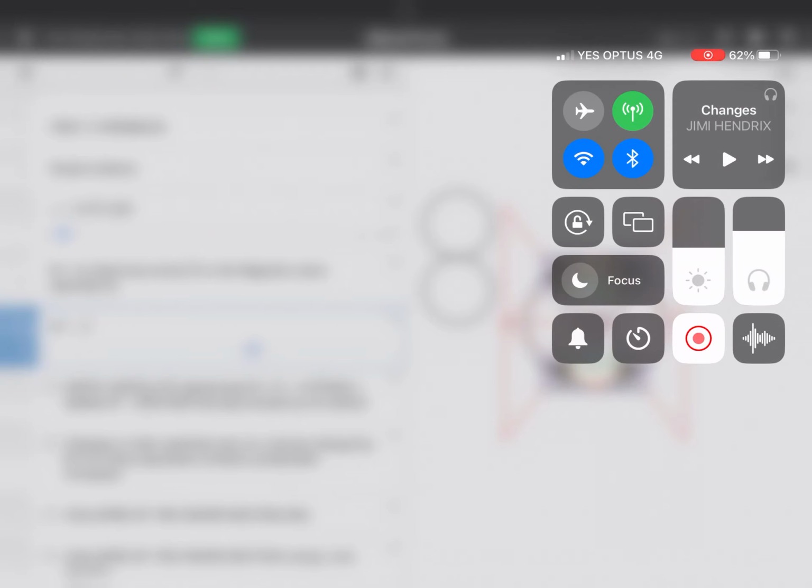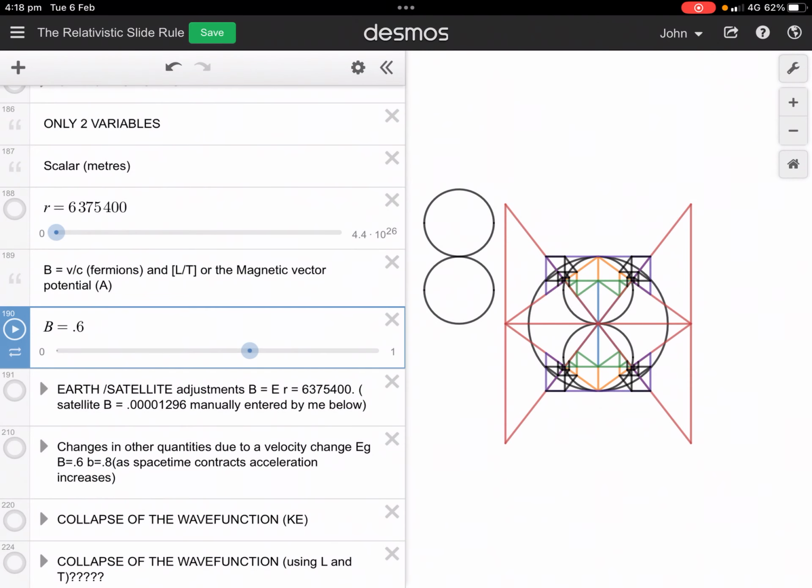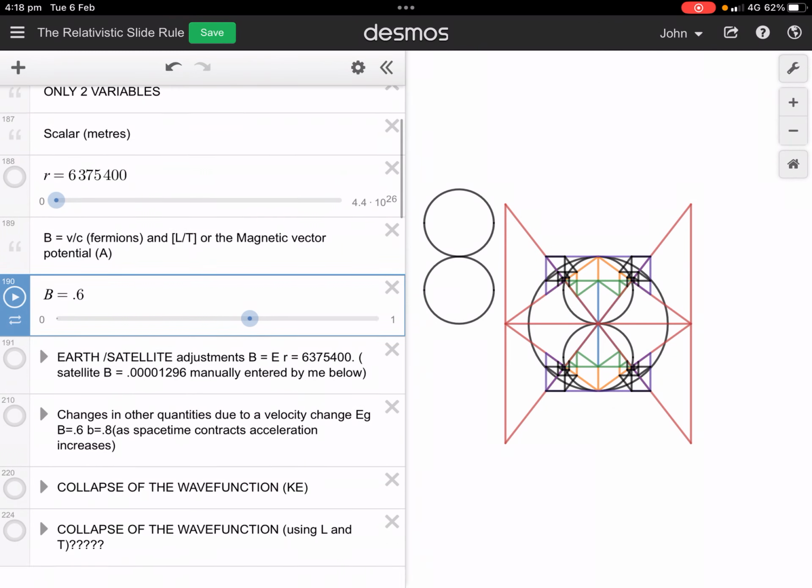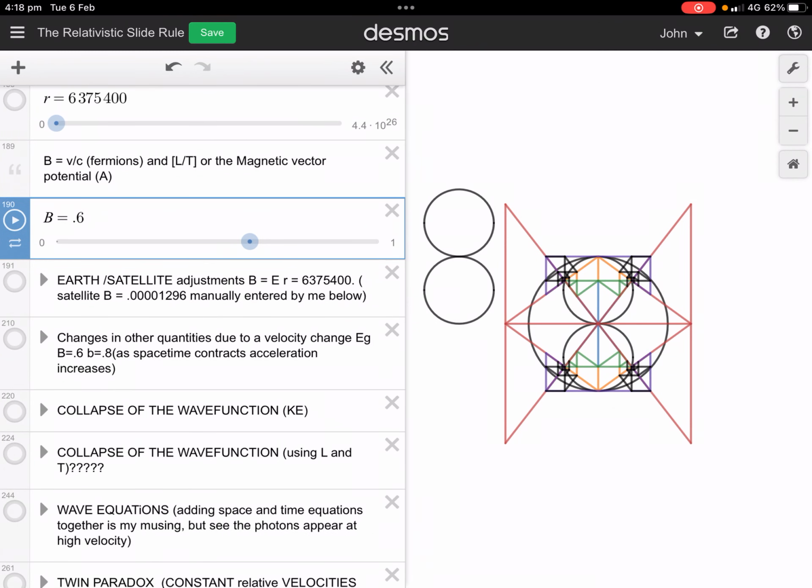Okay, hopefully this won't take too long. Just to do with Earth and satellites and the adjustments that have to be made due to their different positions and velocities in a gravitational field.